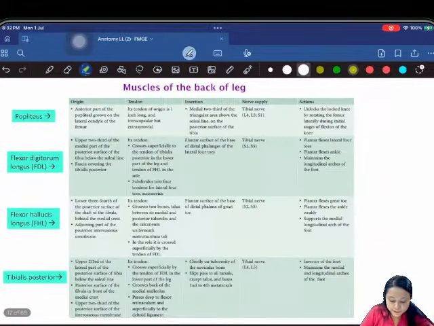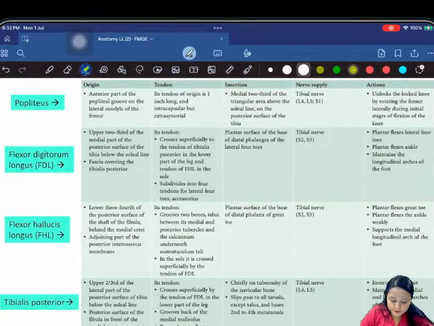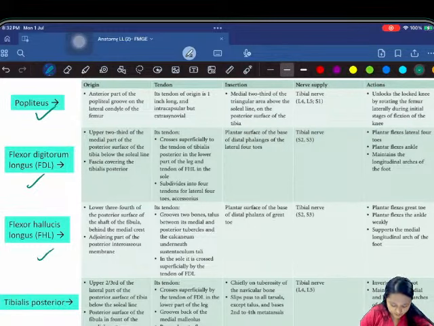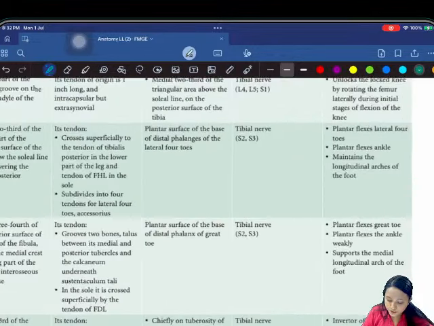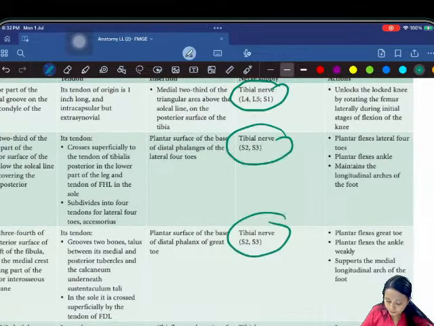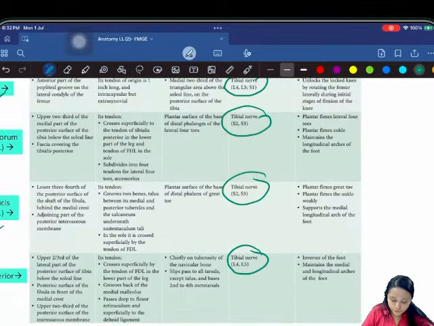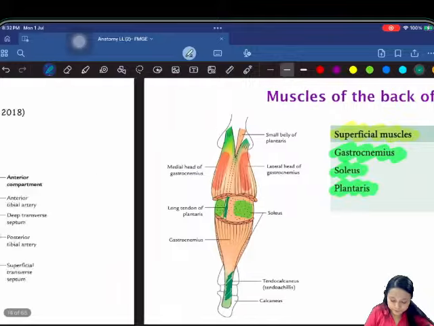If you go to the deep muscles, so deep muscle में हम लोग का क्या क्या muscle है? We have studied about the popliteus, the FDL, the flexor digitorum longus, flexor hallucis longus, and the tibialis posterior. Now these are also the muscles of the posterior compartment. तो सबका nerve supply will be your tibial nerve. All the muscles of the posterior compartment are supplied by the tibial nerve. ठीक है? So let us come back to this question again.